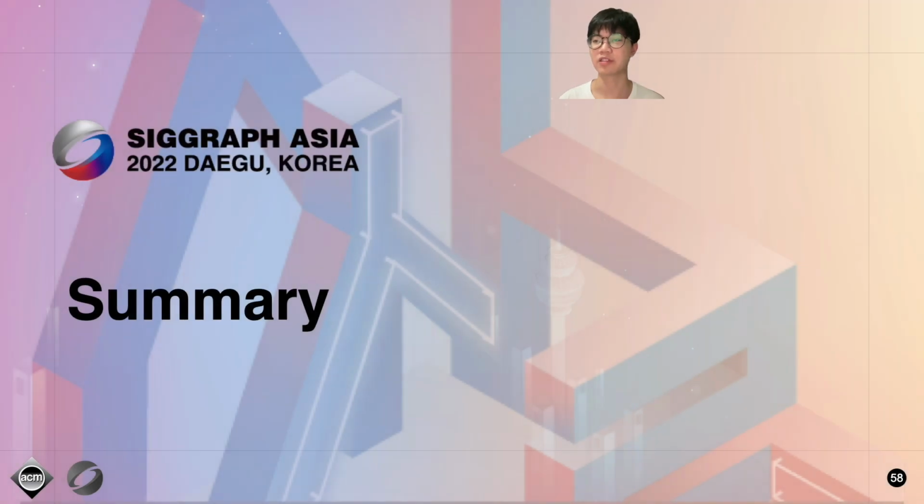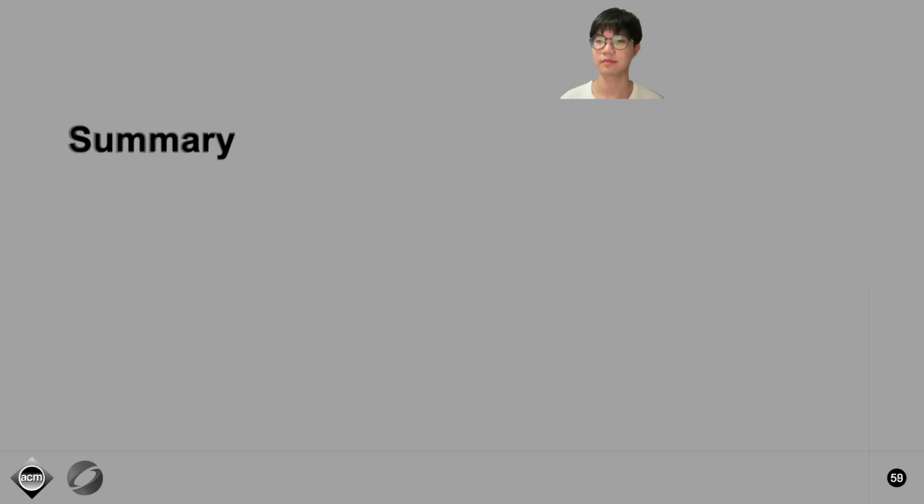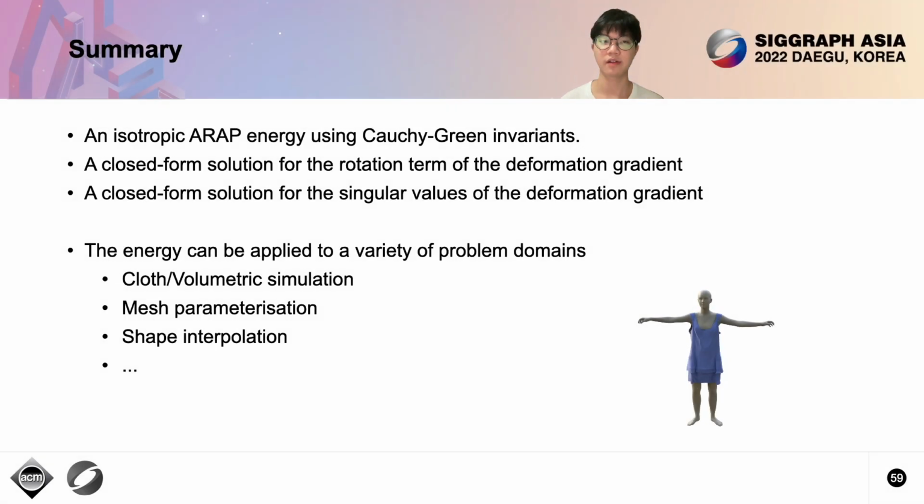And finally, I will summarize our work. First, we give an isotropic ARAP energy using Cauchy-Green invariants. Second, we give a closed form solution for the rotation term of the deformation gradient. And last, we give a closed form solution for the singular values of the deformation gradient. Also, our energy formulation can be applied to a variety of problem domains, including cloth, volumetric simulation, mesh parametrization, shape interpolation, and so on. Thank you for attending.